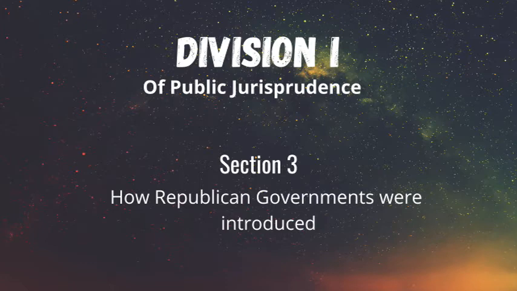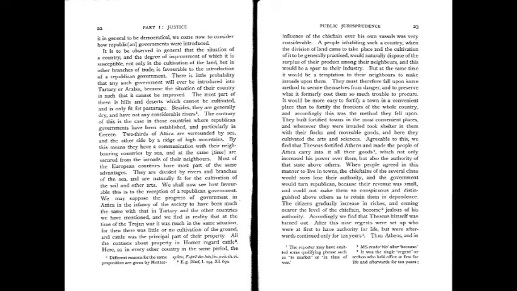Section 3. How republican governments were introduced. Having considered the original principles of government, and its progress in the first ages of society, having found it in general to be democratical, we come now to consider how republican governments were introduced.